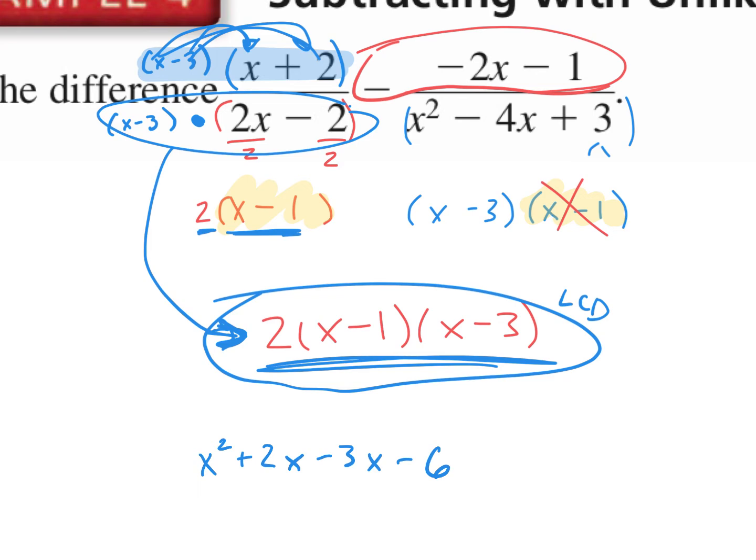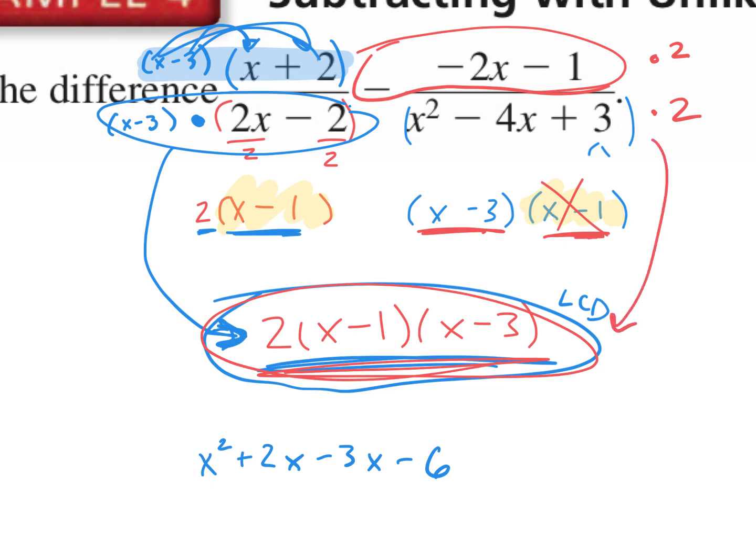Now we want to do the same thing in our other fraction. So we already have an x minus 3 and an x minus 1 here. So what's missing to get it to be this? A 2. So we multiply the top and the bottom by 2. You don't have to do the math on the bottom because that'll already give you this. All we need to do is just multiply the top times 2. This is x minus 1 times x minus 3. So we're just multiplying the 2 because that's what's missing from here.